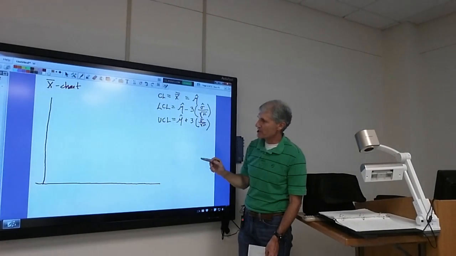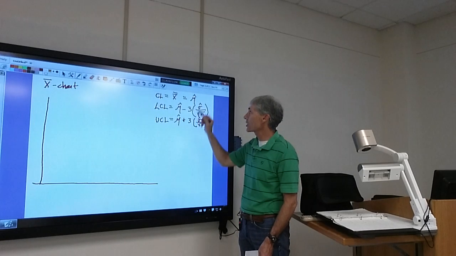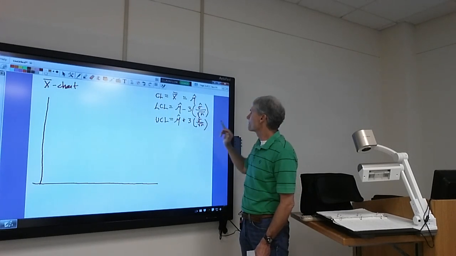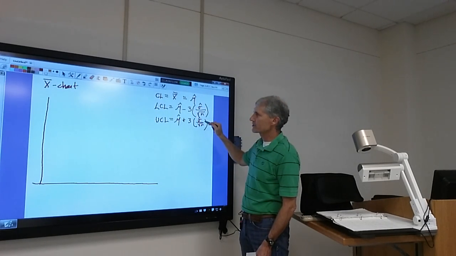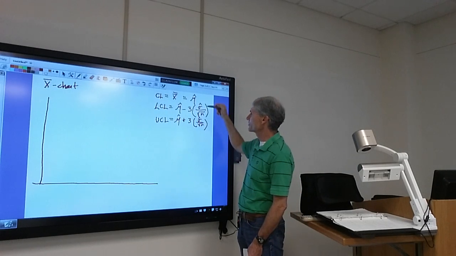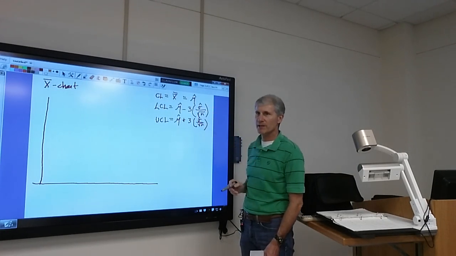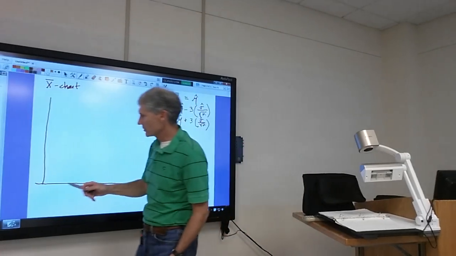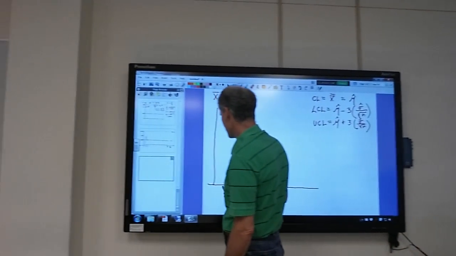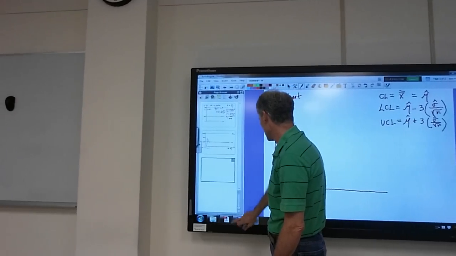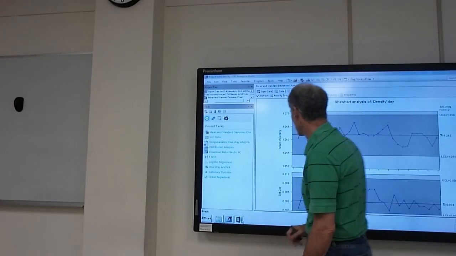So we'll go to the spreadsheet. We'll get x bar bar. And we'll go back to the page of notes where we computed sigma hat. Then we'll plug it all in and see what we get. So let's go to the spreadsheet, which was here.